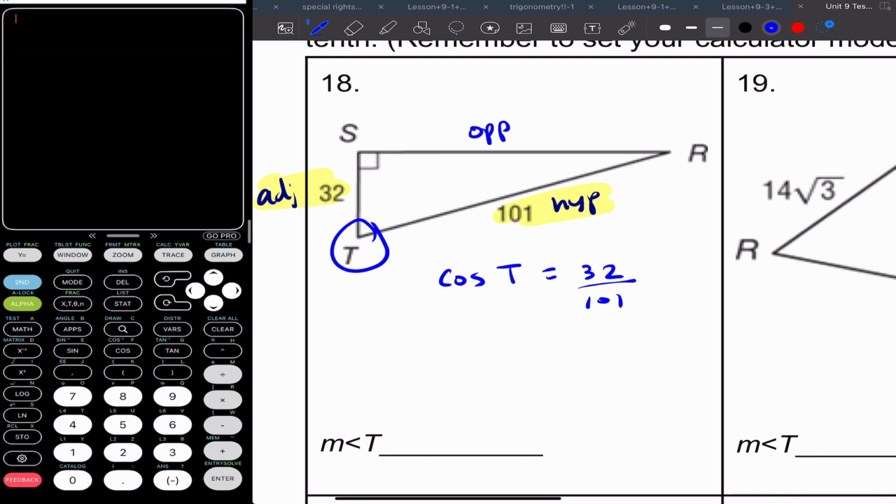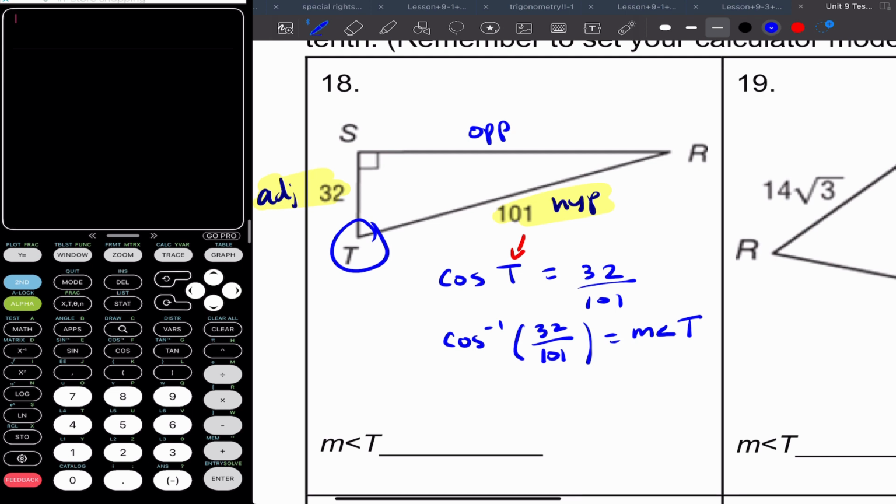But I'm not done here, because my goal is to figure out what angle t is, right? The measure of angle t. So I need to undo the trig function. I have to take the inverse. So I write cosine minus 1 of 32 over 101, which will give me the measure of angle t.